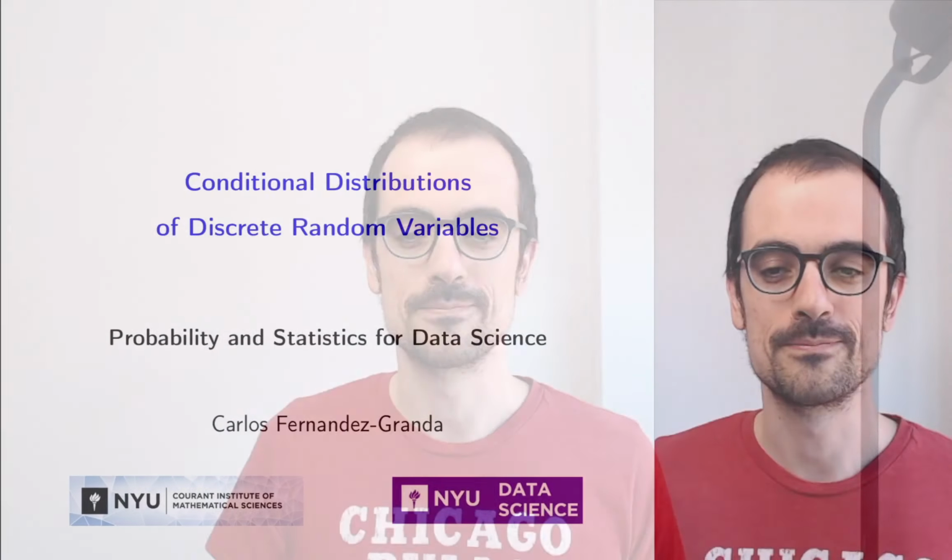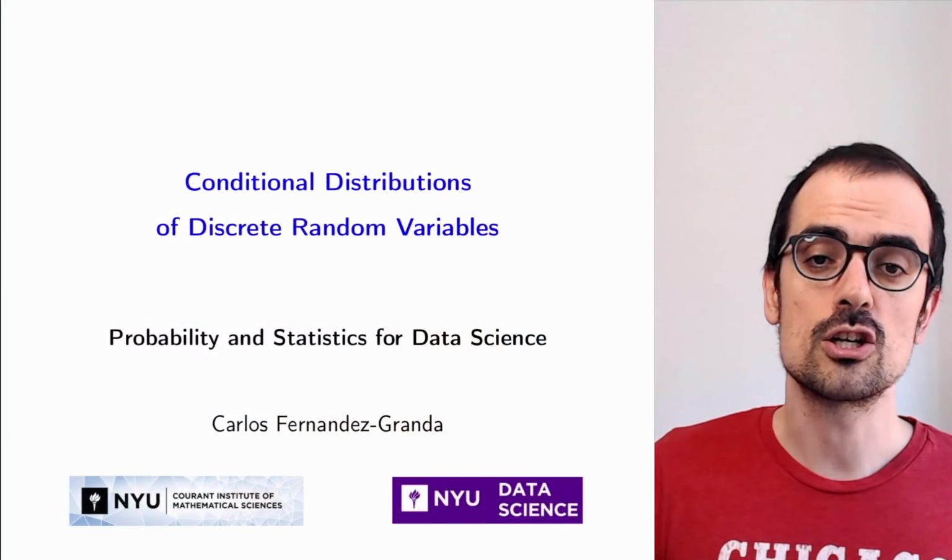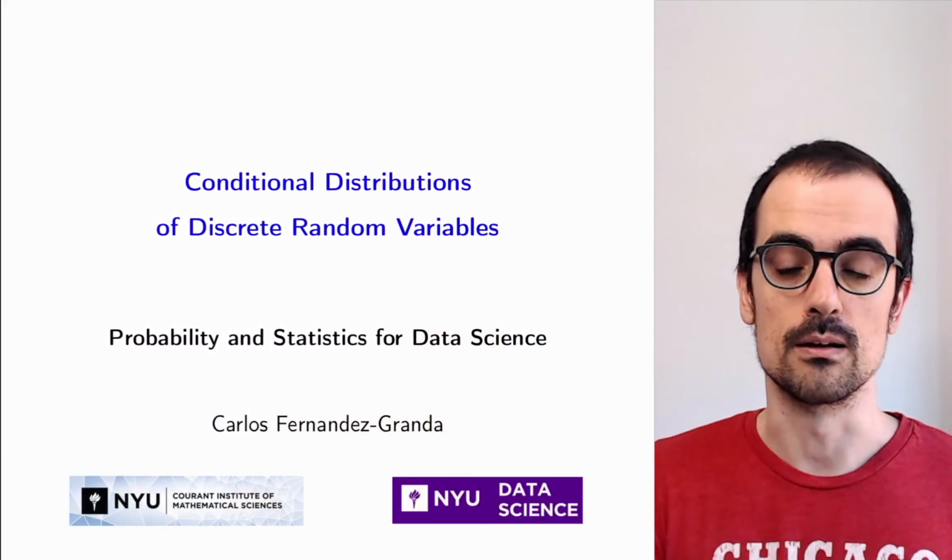Today we're going to discuss how to update a probabilistic model when the values of some of the variables are revealed. This will lead us to define the conditional distribution of discrete random variables given the values of other random variables, and also to discuss independence and conditional independence for random variables. Let's get to it. We're going to discuss in particular conditional distributions of discrete random variables.